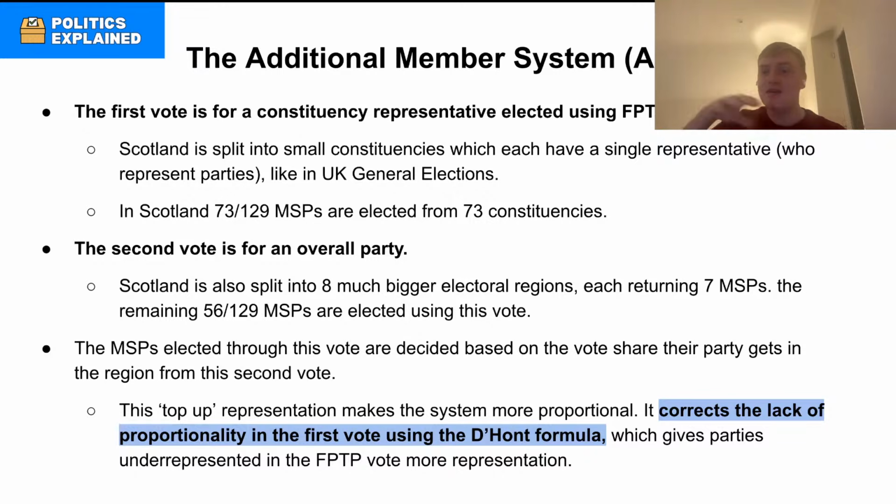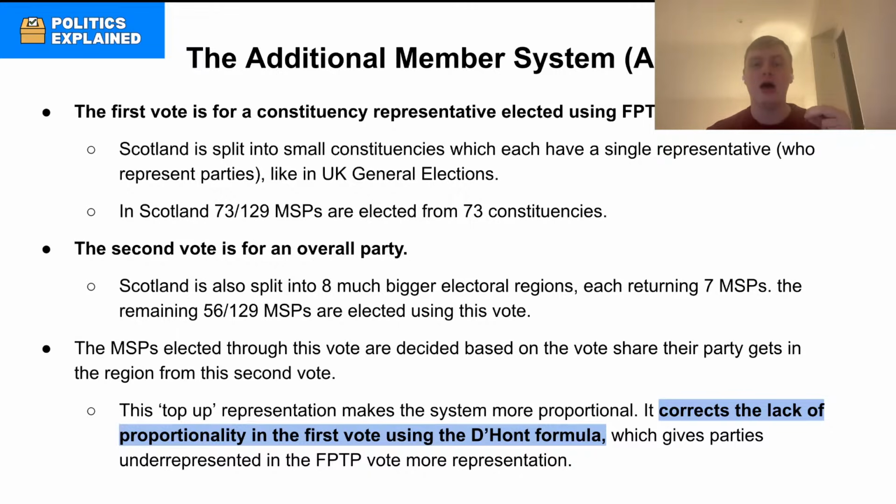So effectively, if in this second vote, the Scottish Conservatives in a particular region got 60% of the votes just for the parties, they'd get 4 out of the 7 MPs from this region, effectively. So it's very much proportional and based on that vote share. But crucially, there's an additional element to it.